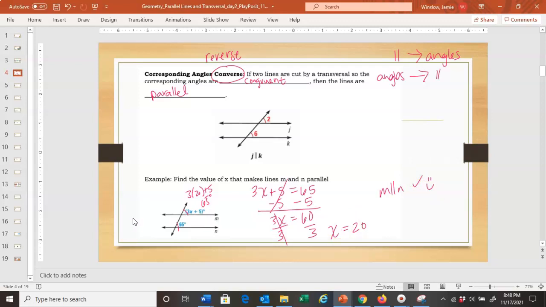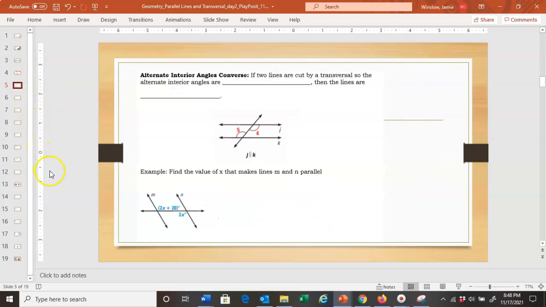And you might be going, well, duh, Miss Winslow, that makes sense. And you're right. A lot of the times when we look at the converse, it's sort of intuitive. It makes complete sense. So these angle pair relationships work both ways. Look at the next one.